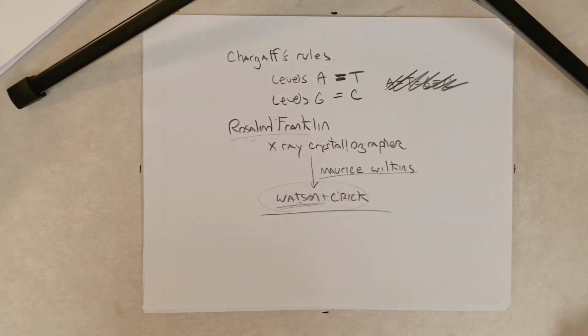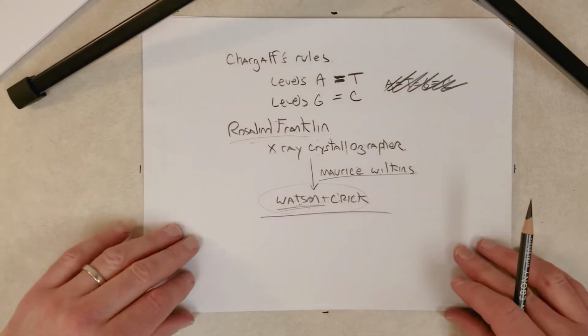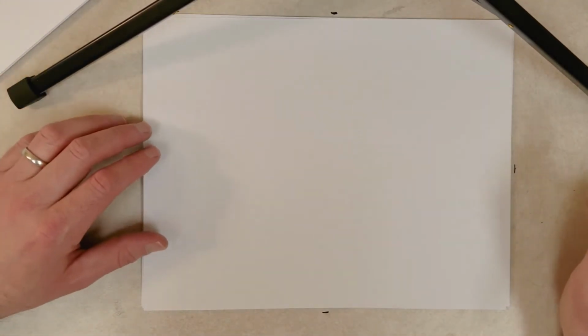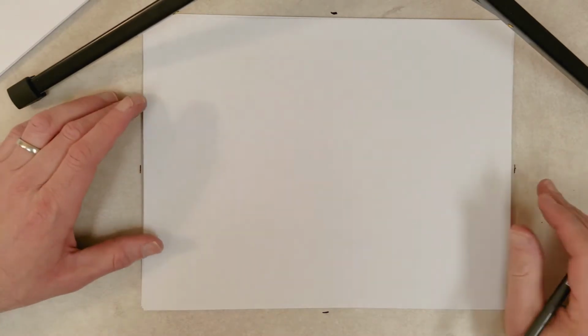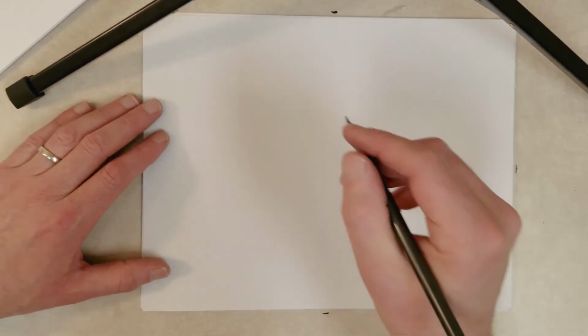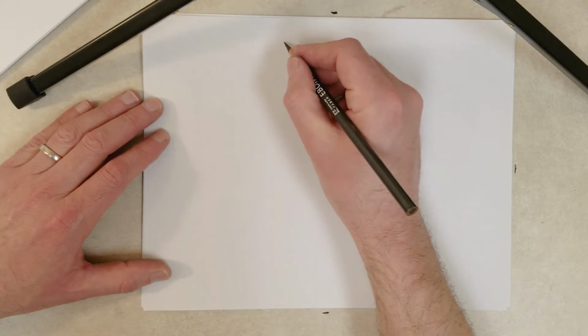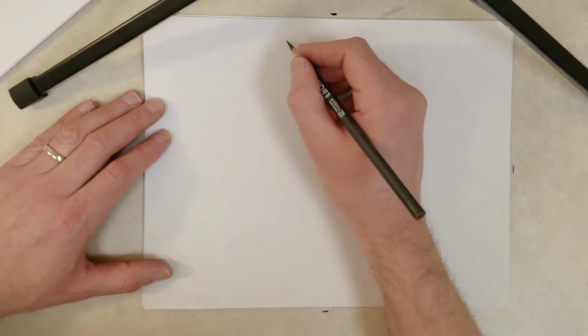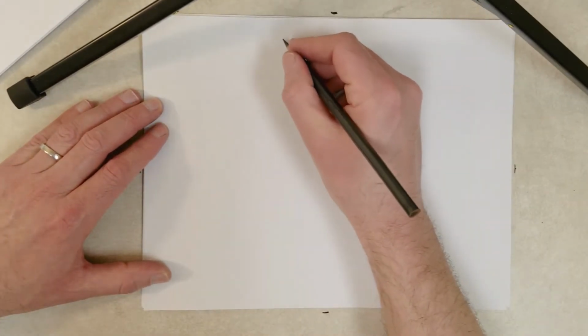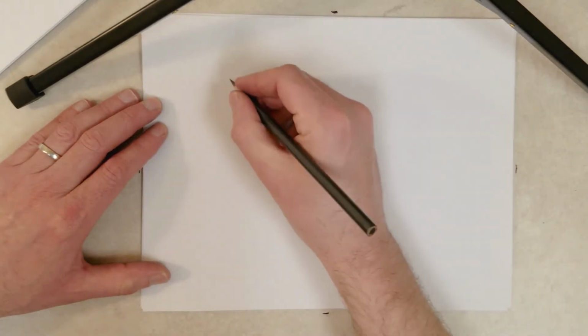Hey everybody, so let's take a look at the DNA structure. Let's talk about DNA structure. When talking about DNA structure, I think it is most useful to start with the structure of a single nucleotide. DNA is double-stranded and it's made up of base pairs of nucleotides. So let's start with a single nucleotide.